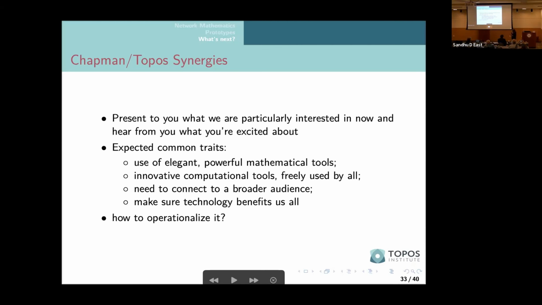And I expect some common traits between the communities, right? I think we all agree that the use of elegant, powerful mathematical tools is a good thing. I think we all agree that innovative computational tools that are freely usable by all are a good thing. I think we all agree that we need to connect to a broader audience than just ourselves. And I think, as we were saying in the beginning, that we need to make sure that technology benefits all of society, not just some of it. So the question is how to operationalize it, or how to implement it.